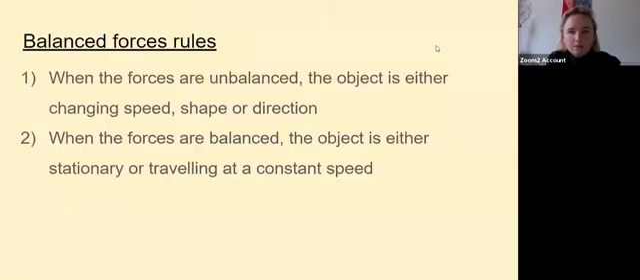Okay, so here are some clear rules for balanced forces. When the forces are unbalanced, the object is either changing speed, shape, or direction. And that depends on a few things. It depends what the object is already doing, and it depends which force direction has the larger force, and also resultant forces come into that, which we're going to come on to in a second. When the forces are balanced, the object is either stationary, so that means staying still, or travelling at a constant speed.